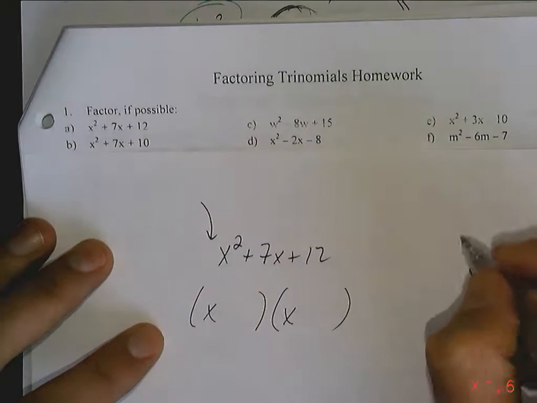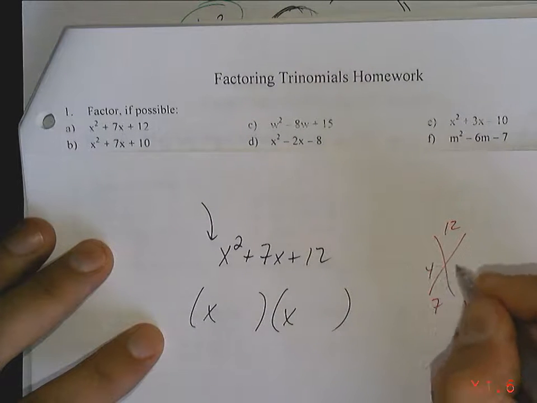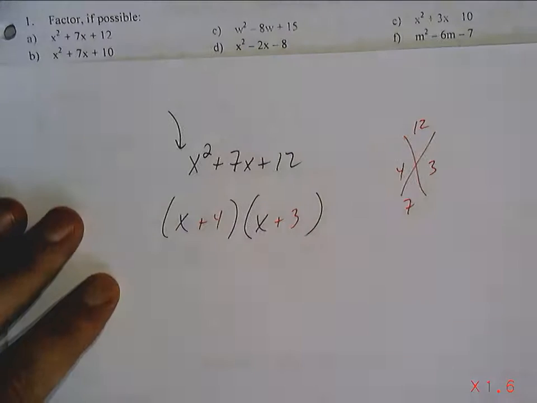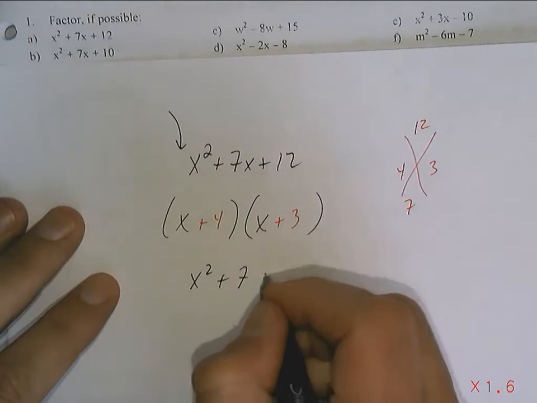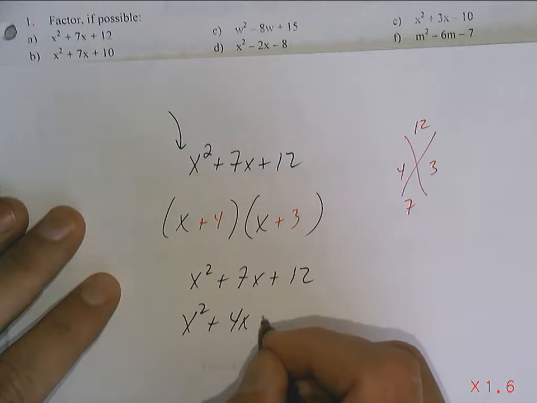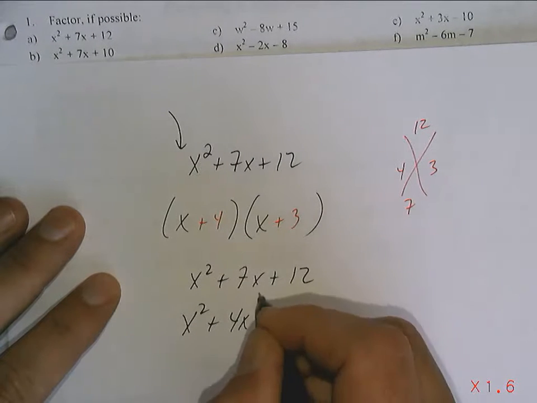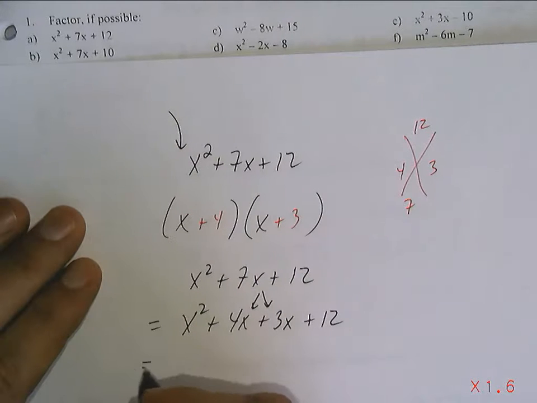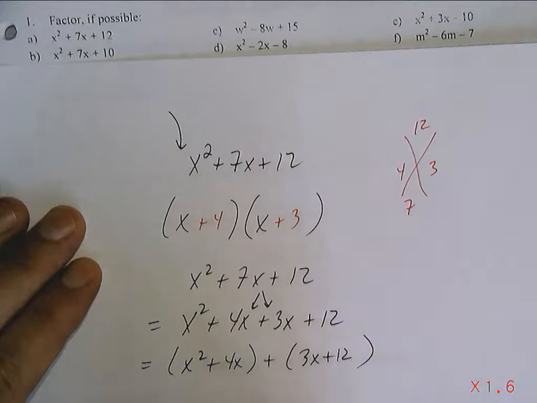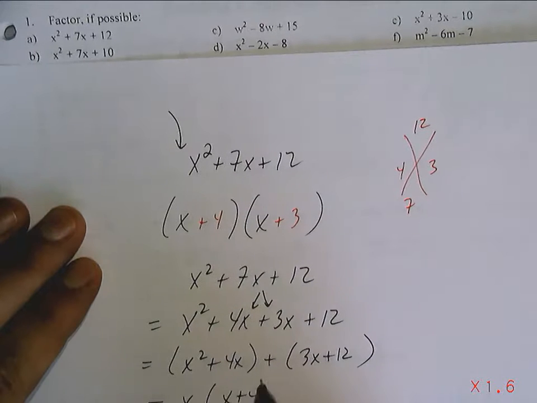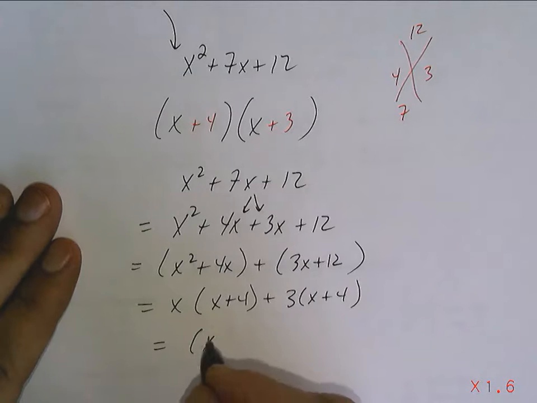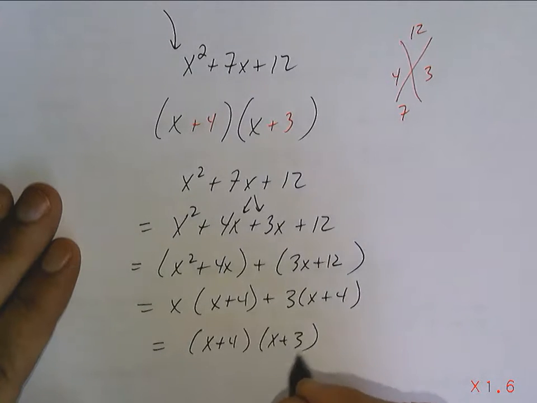Two numbers that multiply to give 12, add to give 7: 4 and 3. Now, if you chose to do this with decomposition, you certainly could have. It would have looked like this. That 7x would be decomposed into the 4x and the 3x. There's no problem with that. You would then group them. You would then common factor out an x. And we would common factor out the binomial. And you'd get the same answer.